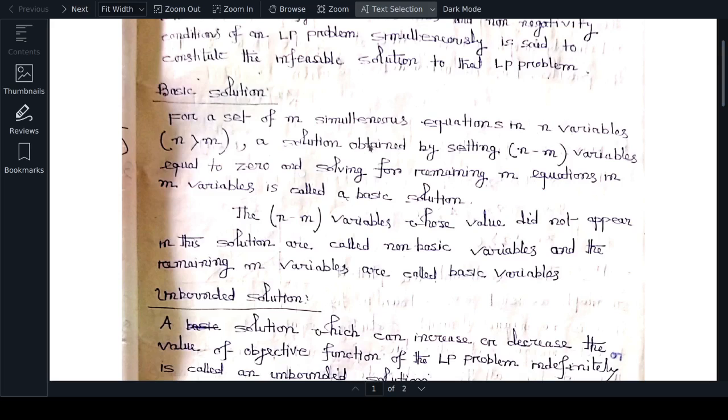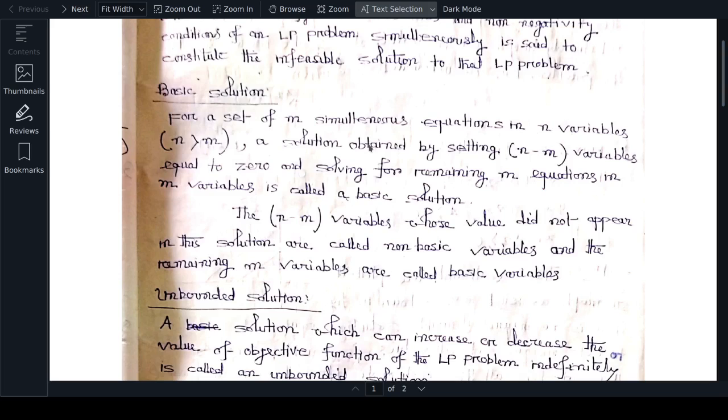Two equations, two variables, then this is called the basic solution. Sir, what do you mean by this? One variable equals zero? Which variable equals zero? You can choose anyone: x1, x2, or x3. You can consider x3 equal to 0, or x2 equal to 0, or x1 equal to 0. Clear?